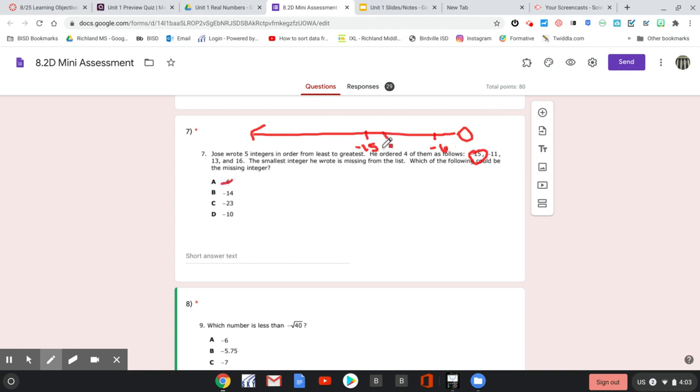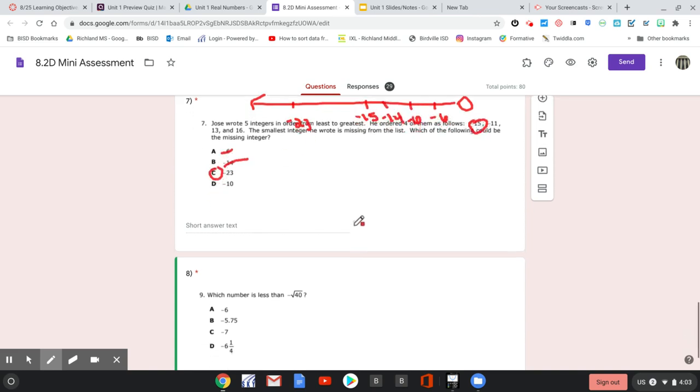-14 is still closer to 0. -23 goes out here. That will be our answer. And -10, of course, is back here. So -23 is the answer to 7.